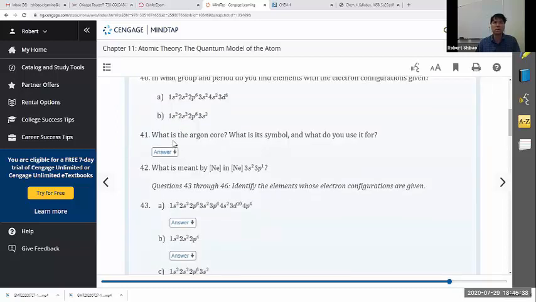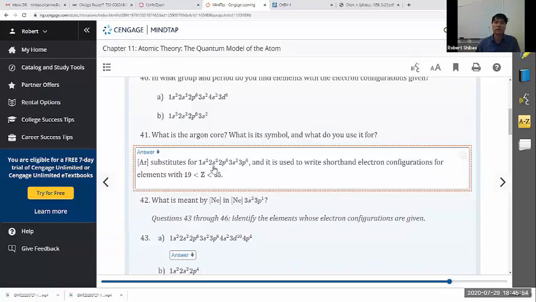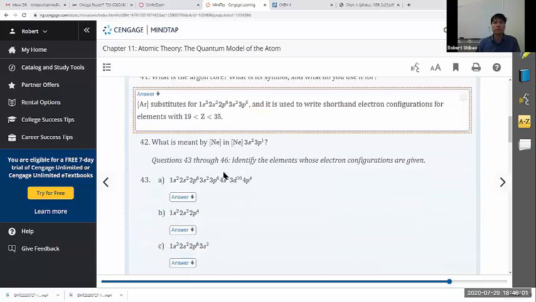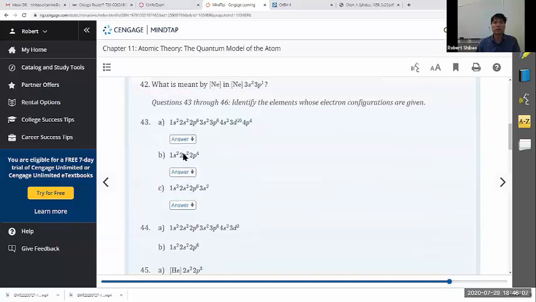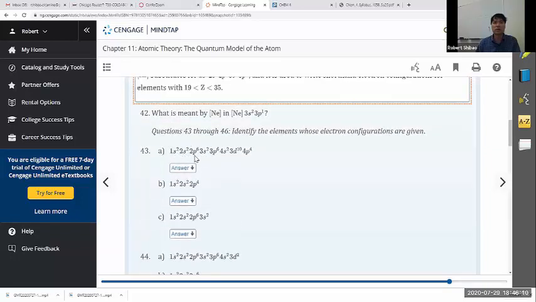16 electrons. What is the argon core? Helium core is the first shell. Neon core is the second shell. So it's filled the third shell, so it's filled first, second, and third shell. So first shell is filled, 1s2. Second shell is filled, 2s2, 2p6. Third shell is filled, 3s2, 3p6. What is meant by neon? This is the core abbreviation we use, so we don't have to write all the filled shells here.